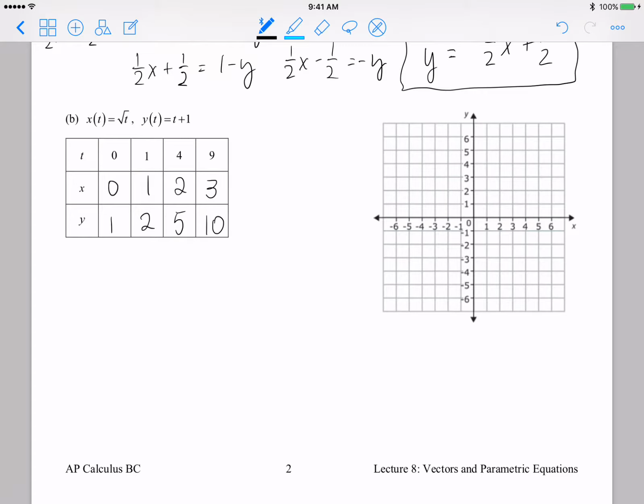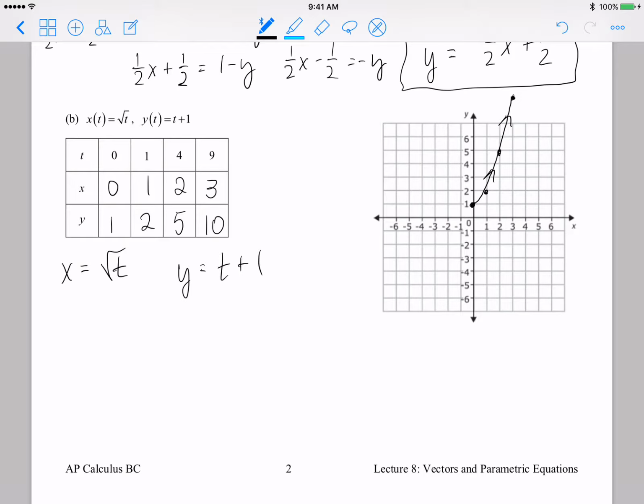If I go ahead and plot all of those points, I have (0, 1), I have (1, 2), I have (2, 5), and then (3, 10) is going to take me off the graph, so I'm just going to estimate there. And so here's my graph, and the direction is going up. That's because our first point was at (0, 1), and then our points after that started going up. Now if we want to eliminate the parameter, we're going to start with our original equations.